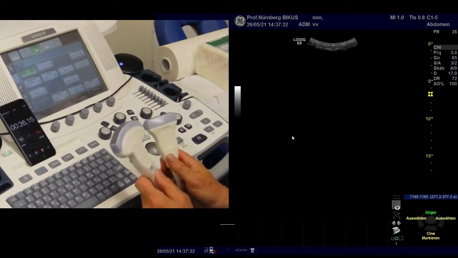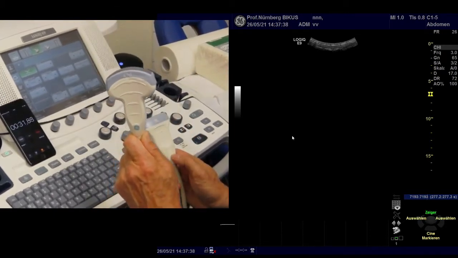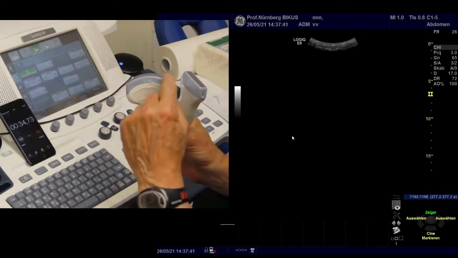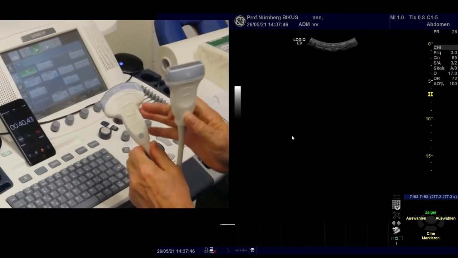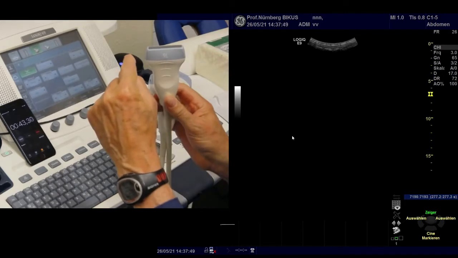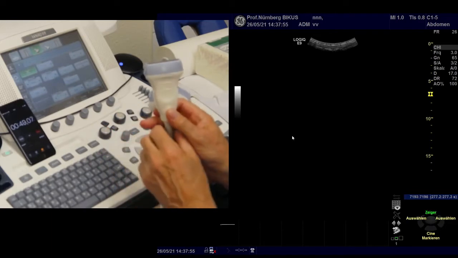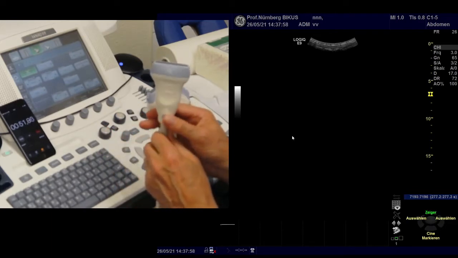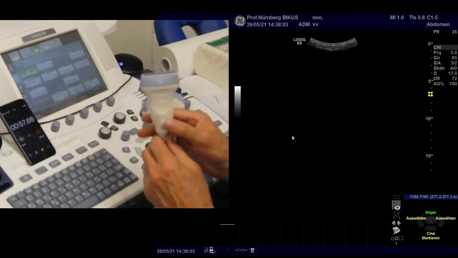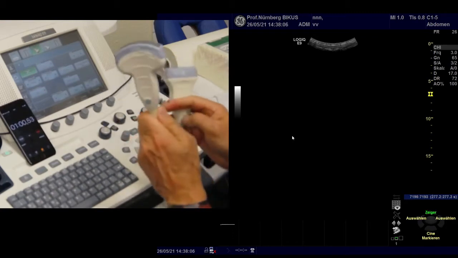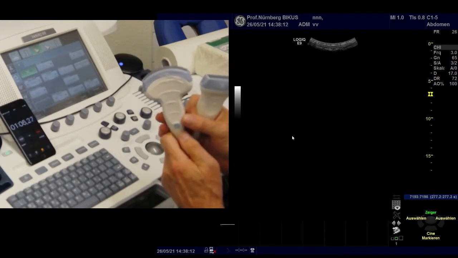And we have two probes. This is the convex probe. You can see that it is a curved array. You use that for the abdominal examination. The other one is a linear probe that has a higher frequency, 5 to 10 megahertz, and you use it for the examination of the thyroid, of lymph nodes, and also for the vessels. We start with the convex probe, which we use for the abdominal examination.